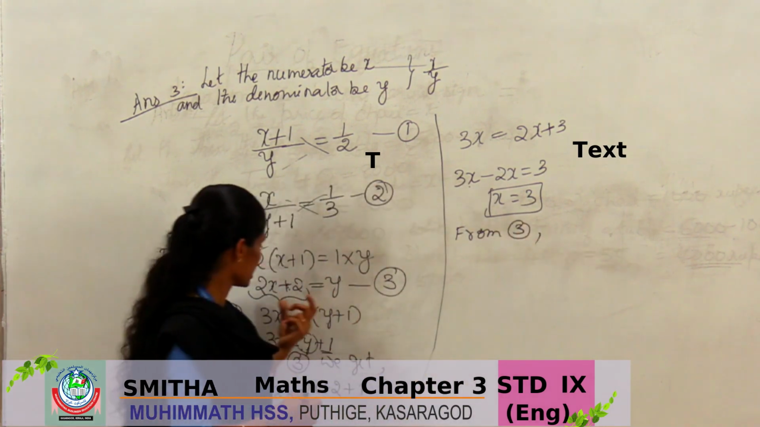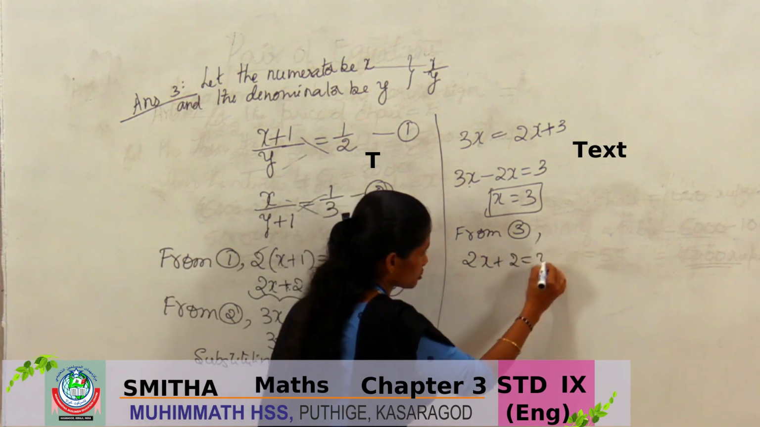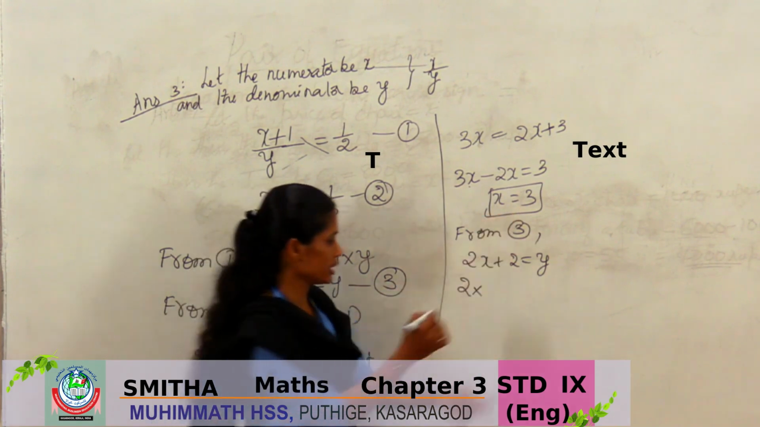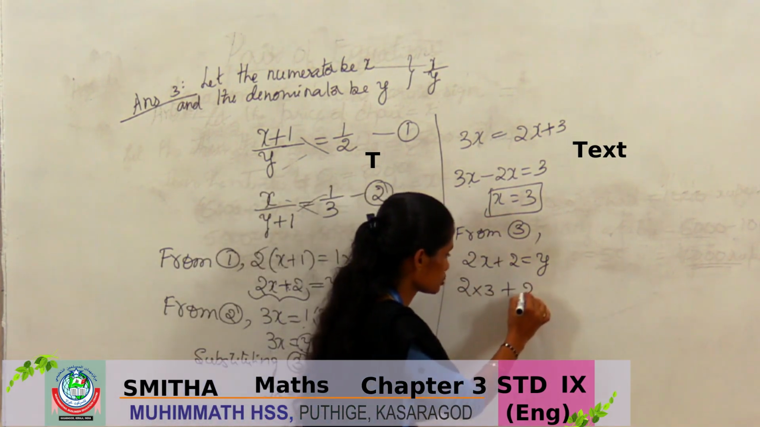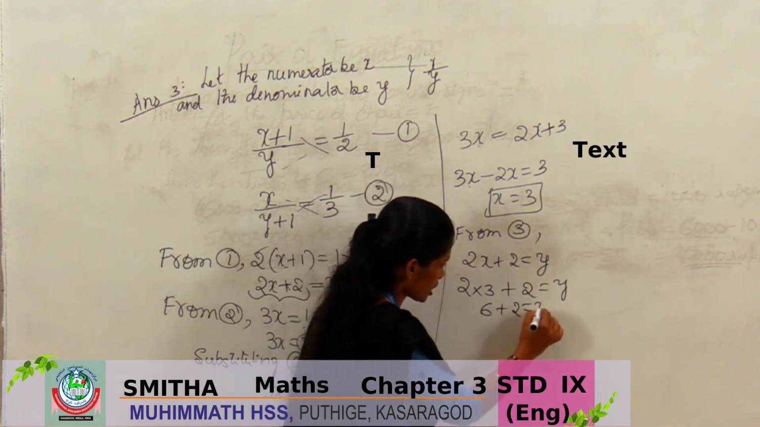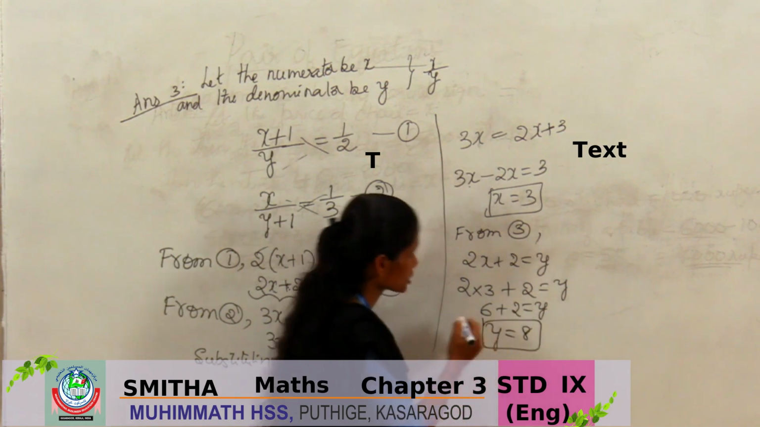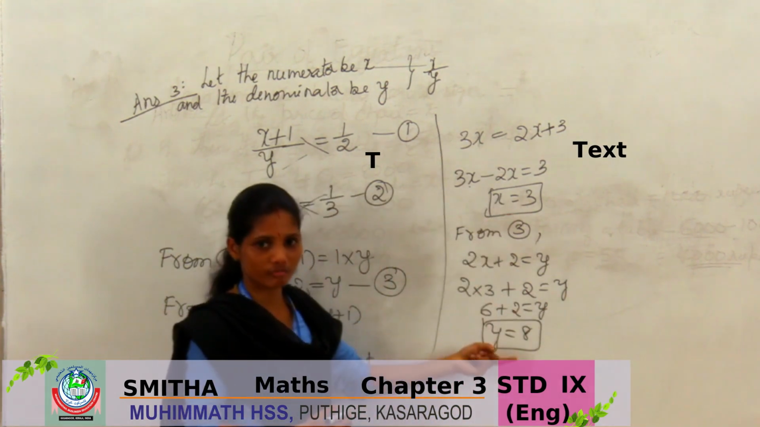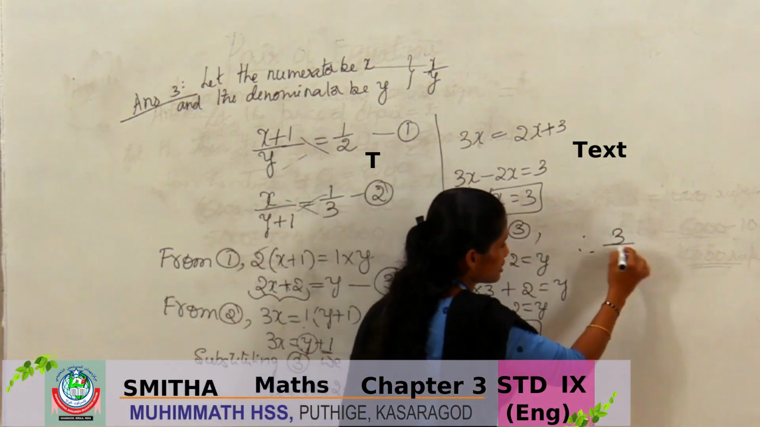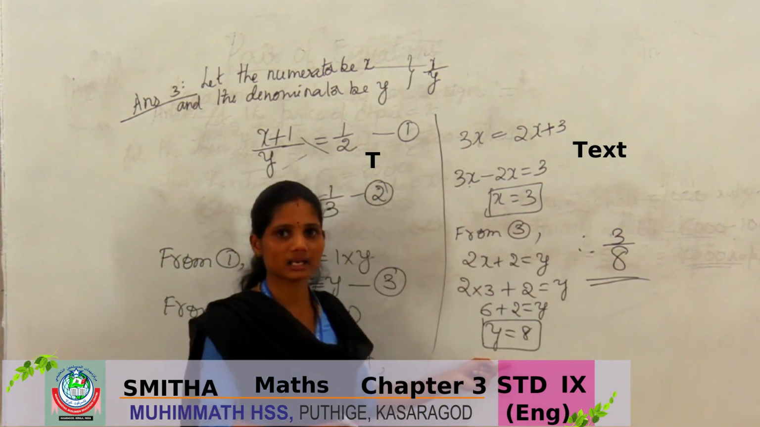From 3, it is 2x plus 2 equals y. 2 into x is 3, so 2 into 3 plus 2 equals y. 2 3s are 6, plus 2 equals y. 6 plus 2 is 8, y equals 8. X is 3, the value of y is 8. Therefore, the fraction is 3 divided by 8, which is the final answer.